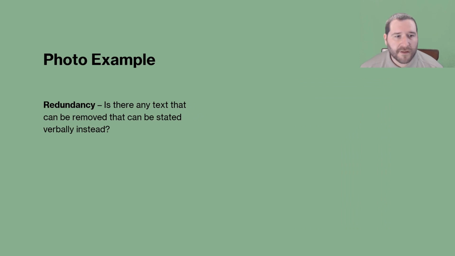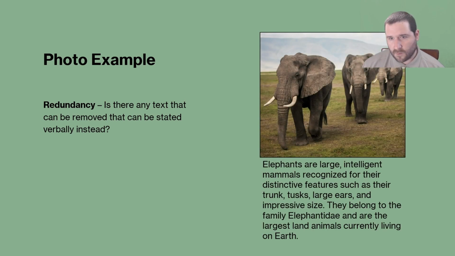Next, let's look at redundancy. Is there any text that can be removed that we can talk about verbally instead? Well, maybe you have your elephants and you have your big description on elephants. I asked AI what an elephant is, and it told me all this great stuff, but maybe you don't want your user to read that, because then their eyes are bouncing back and forth from the visual and what they're reading. So we get that conflict in our visual pathway.